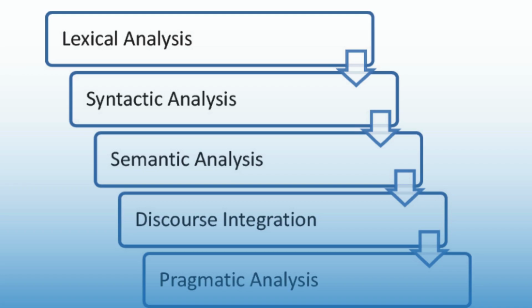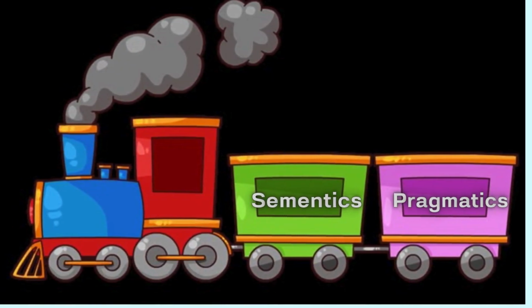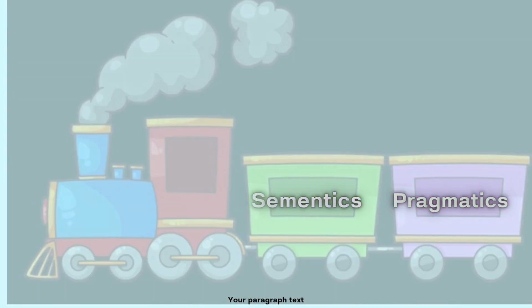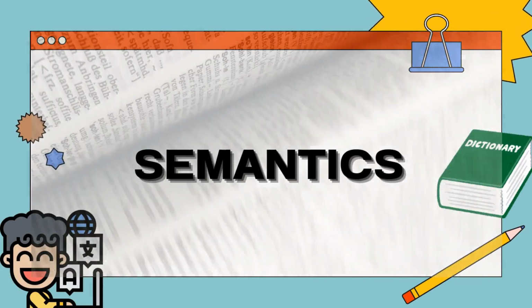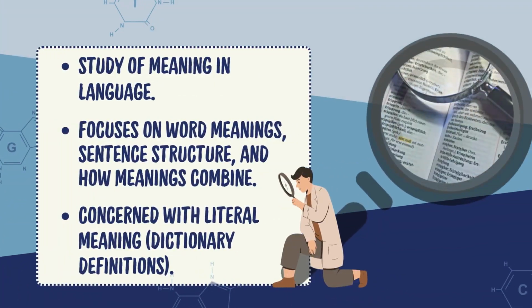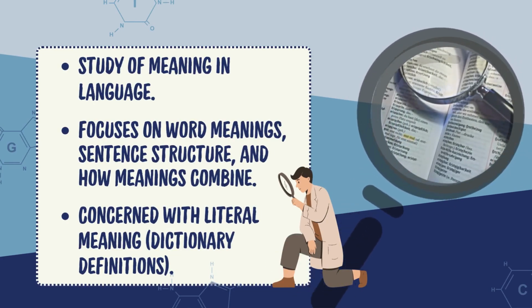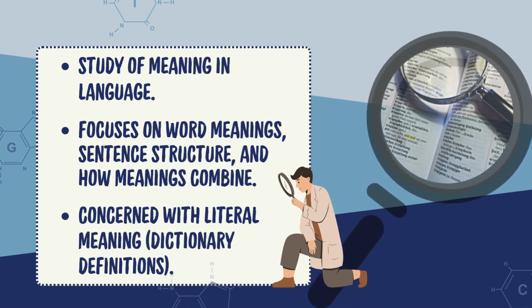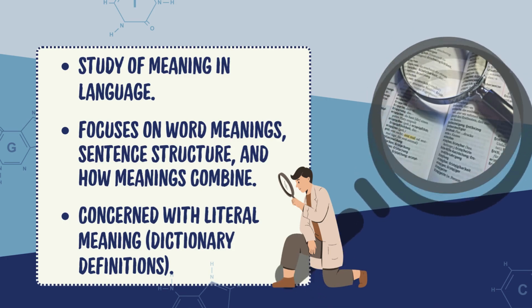Now that we have a basic understanding of NLP, let's move forward and explore our main focus, semantics and pragmatics. Let's get started. All right, let's start with semantics, the study of meaning in language. It focuses on word meanings, sentence structure, and how meanings combine. Semantics is all about literal meaning, like dictionary definitions.